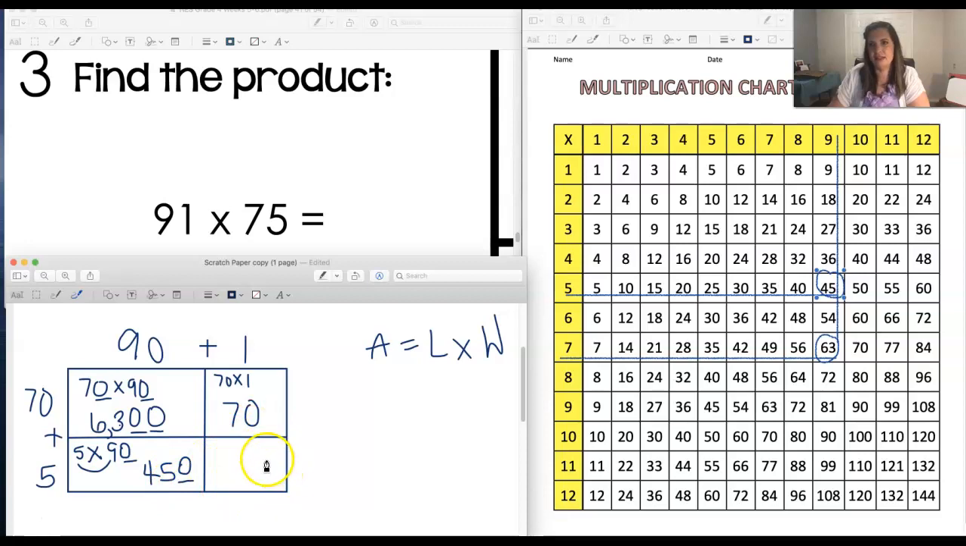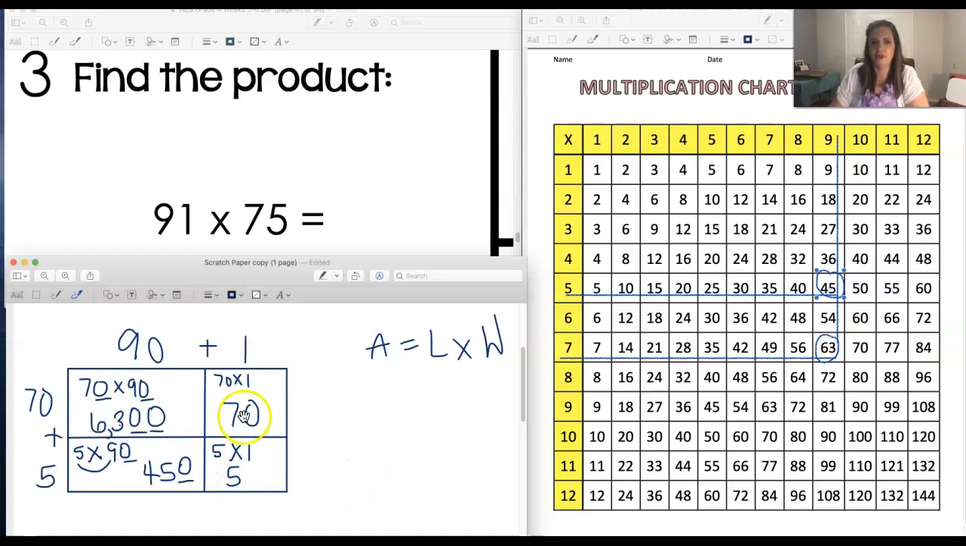And then in this last rectangle, it equals the length 5 times the width. This width is the same as the one above it, which is 1. And same thing. Anytime you multiply a number by 1, it just equals itself. So 5 times 1 equals 5.